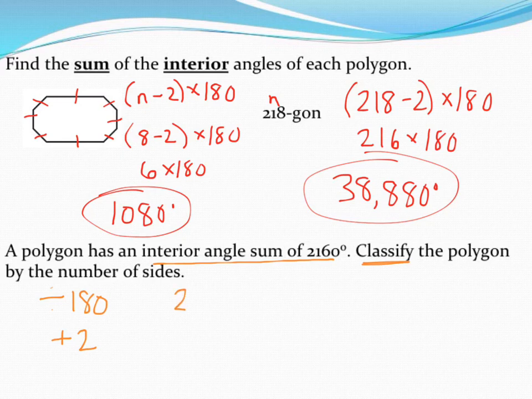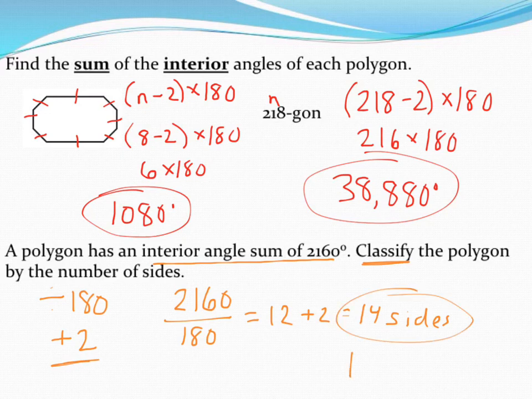So let's take our interior angle sum, that's 2,160 degrees, and divide that by 180. That gets me 12. After that, I'm going to add 2, following my formula in reverse, and get 14. That's going to be the number of sides that this polygon has. So it's got 14 sides. If I want to name a polygon with 14 sides, I would probably just call that a 14 gon, since we don't have a specific name for that.